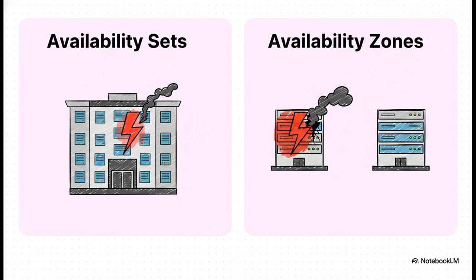But availability zones are a whole different level. This is like putting your VMs in separate bookcases in completely different rooms of the house. These are physically separate data centers, each with their own power, cooling, the whole shebang. So if one entire data center goes offline, like a power outage in one room, your app keeps running from the other rooms.